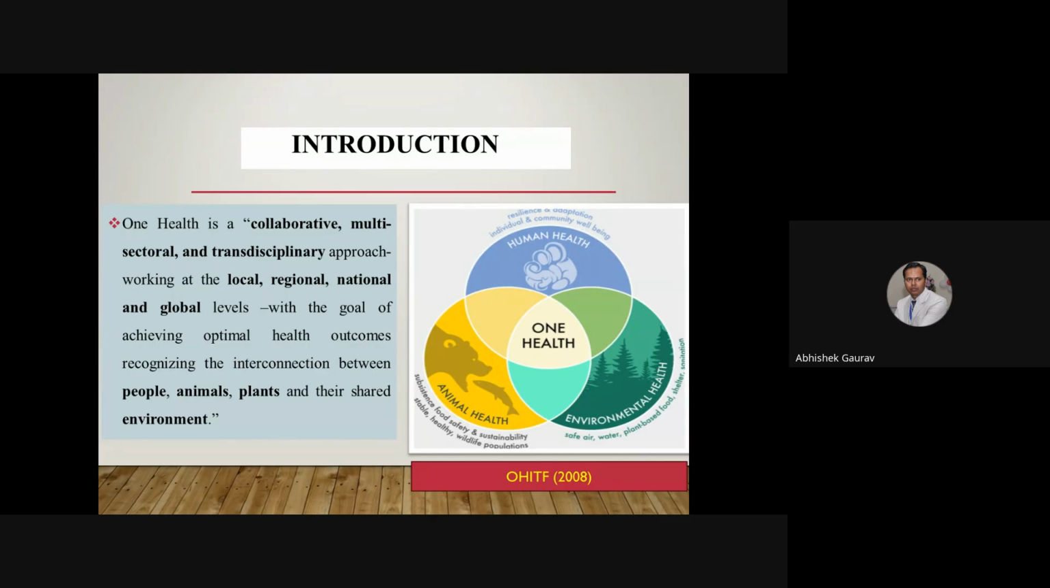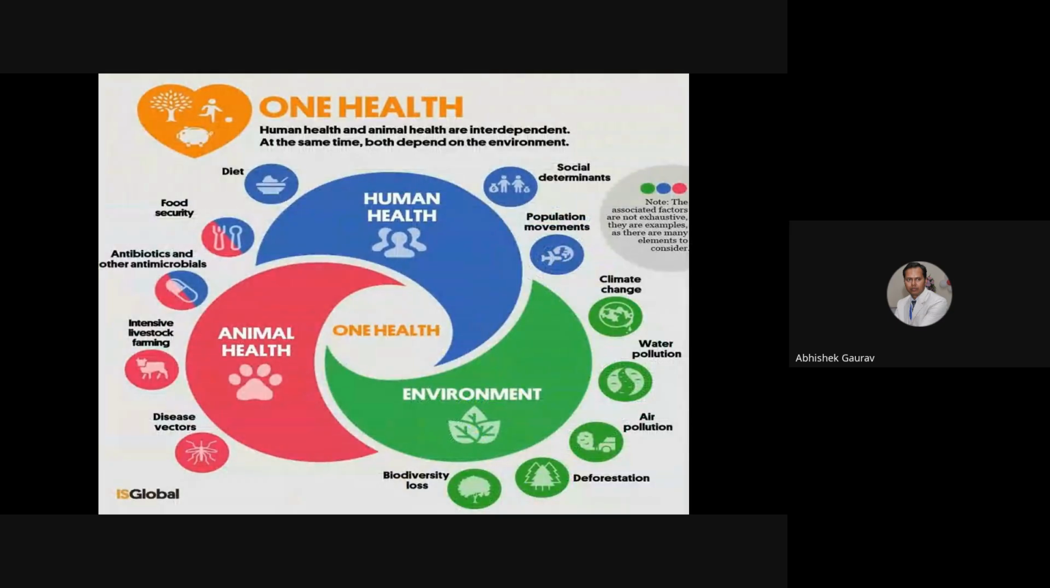Multi-sectoral. Now, what is the meaning of the word sector? Sector means the animal husbandry sector. Sector means the medical health sector. Sector means wildlife, food safety, vector-borne disease control. These are the different sectors which have to collaborate with each other. And transdisciplinary means multiple disciplines, like we require the help of microbiology, parasitology, environmental hygiene, and many disciplines. They work together with the goal of achieving optimum health outcomes for people, animals, plants, and their shared environment.